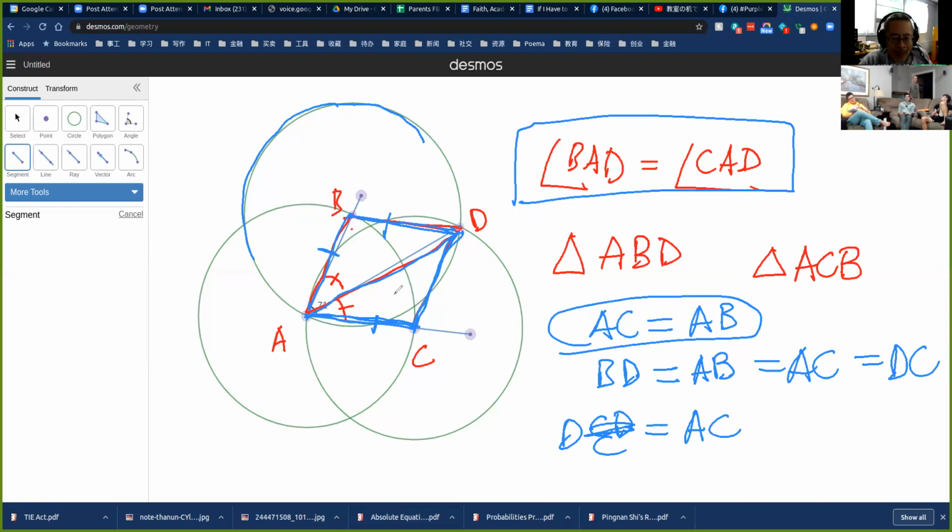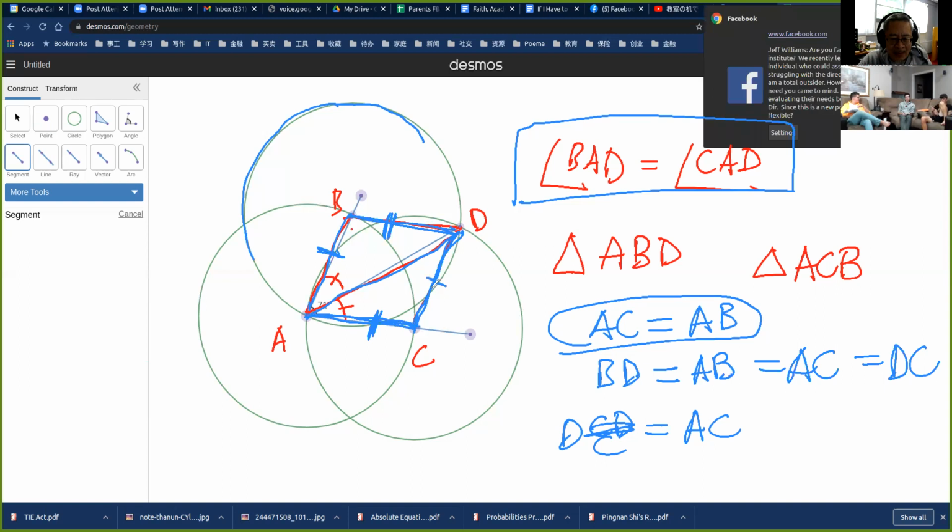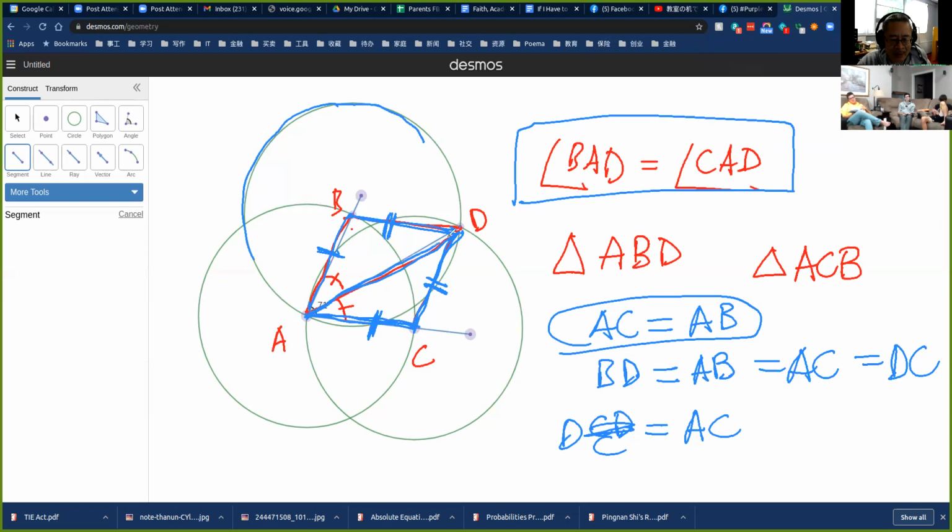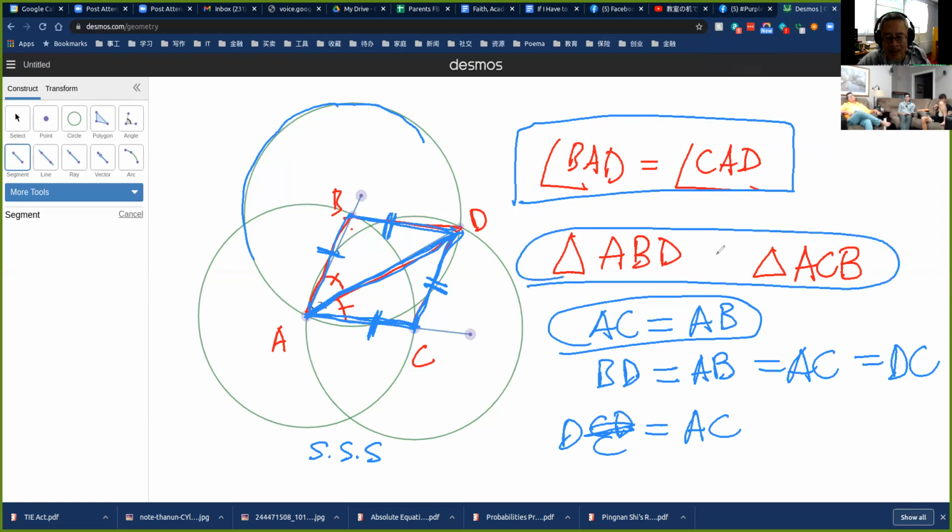Yep. So we have this and that congruent, and this and that congruent. Nothing new, we know this one is the same line, so of course it's going to be congruent to itself. Good. So now we know all three corresponding sides are congruent. So that's our side-side-side. Therefore, triangle ABD is congruent to triangle ACB.